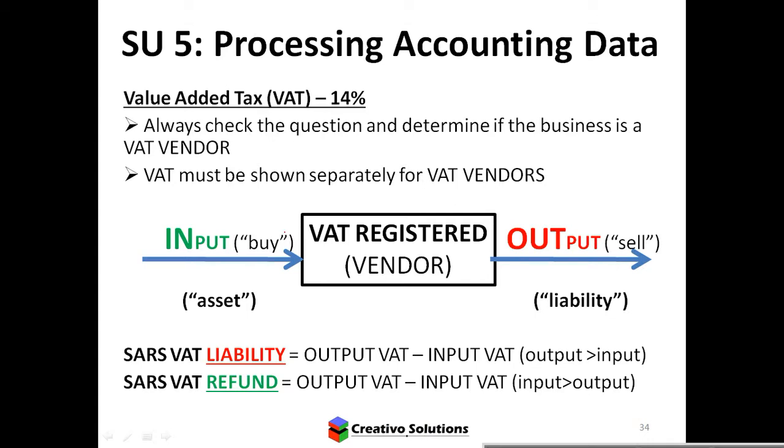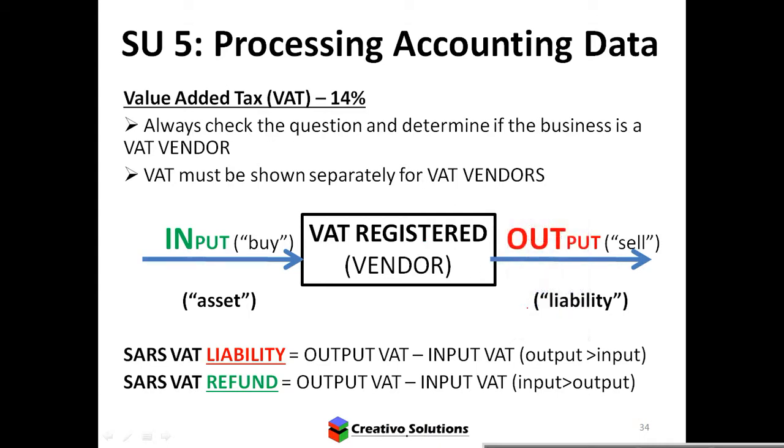Correct, because you're purchasing, so the VAT is coming in the form of an asset because you get to claim it. If I'm selling goods, every good that I sell that has 14% VAT, are you entitled to it? No. You guys are probably registered for VAT. Every time you sell something, there'll be 14%. Who do you pay that to? SARS. Correct. So that's a liability. Output VAT is a liability because it's not yours, it's someone else's.